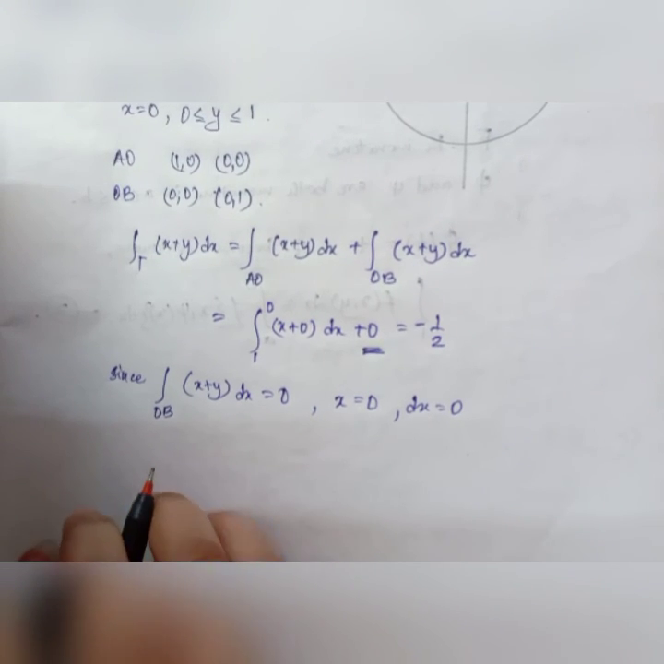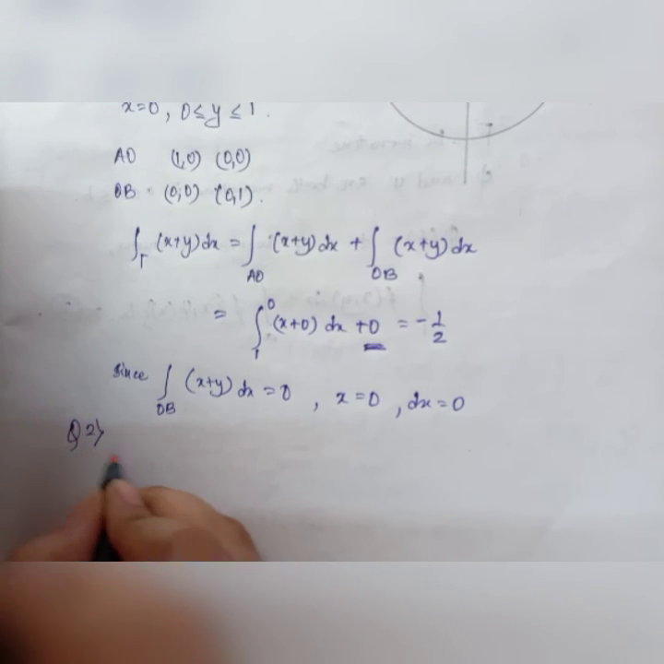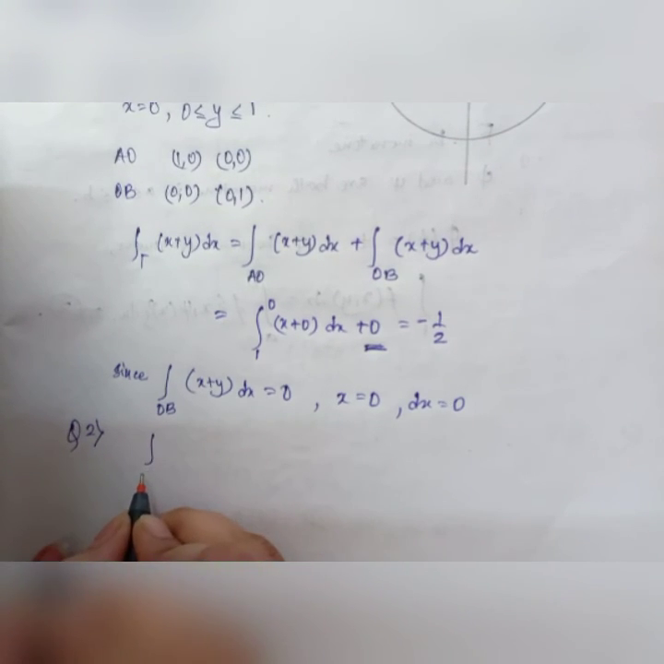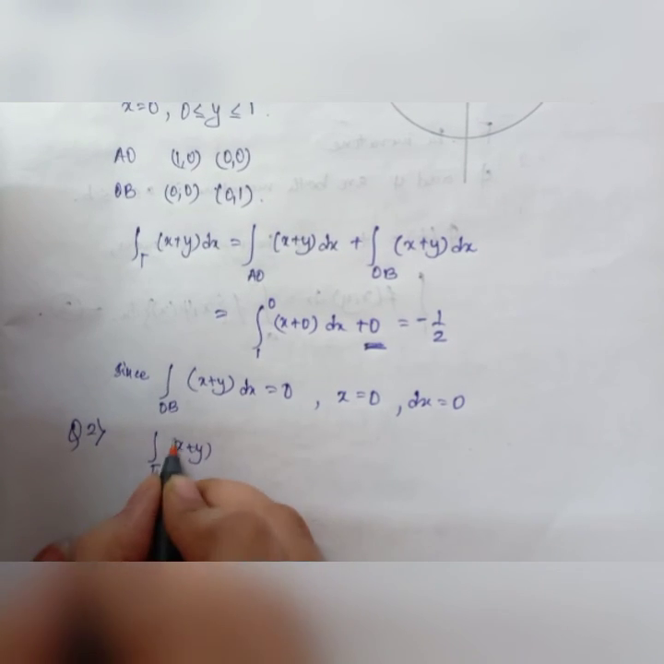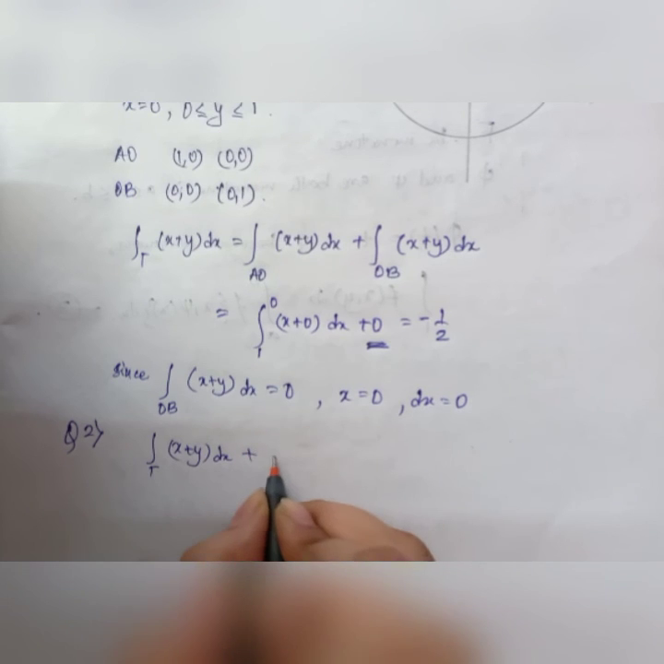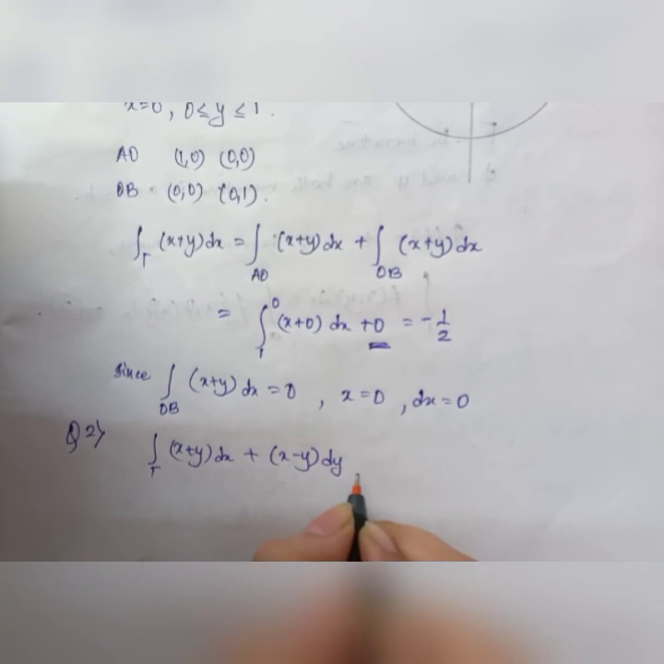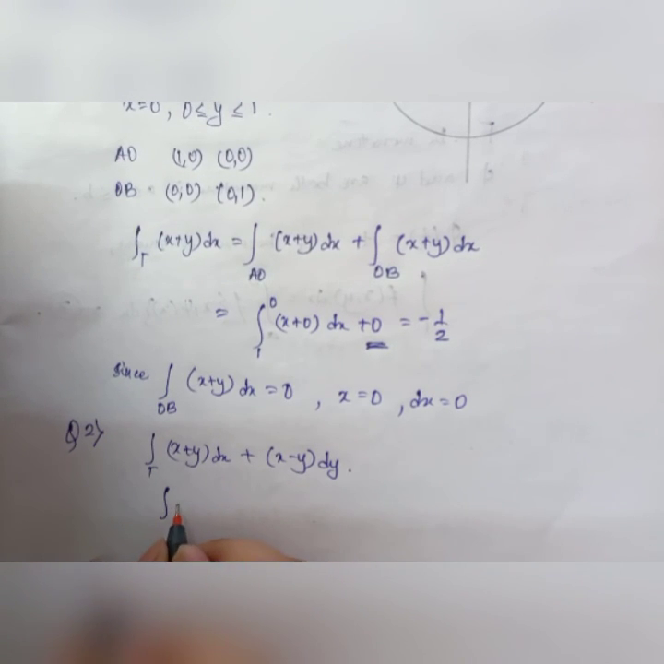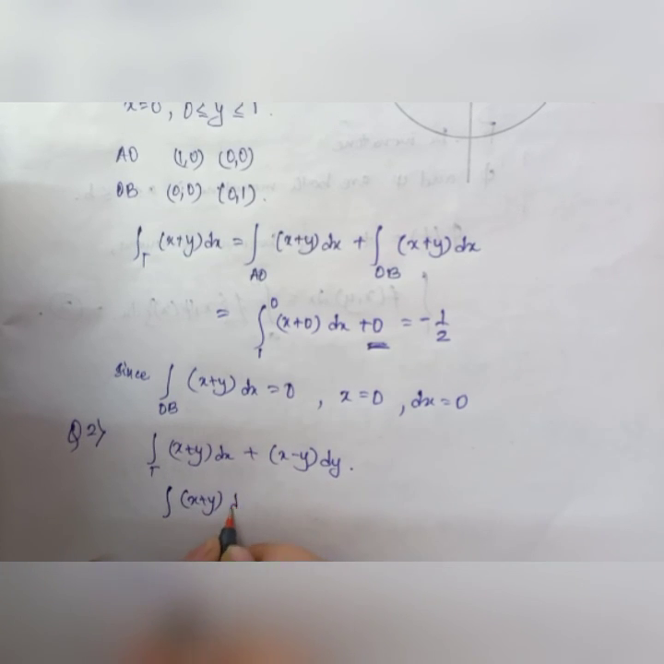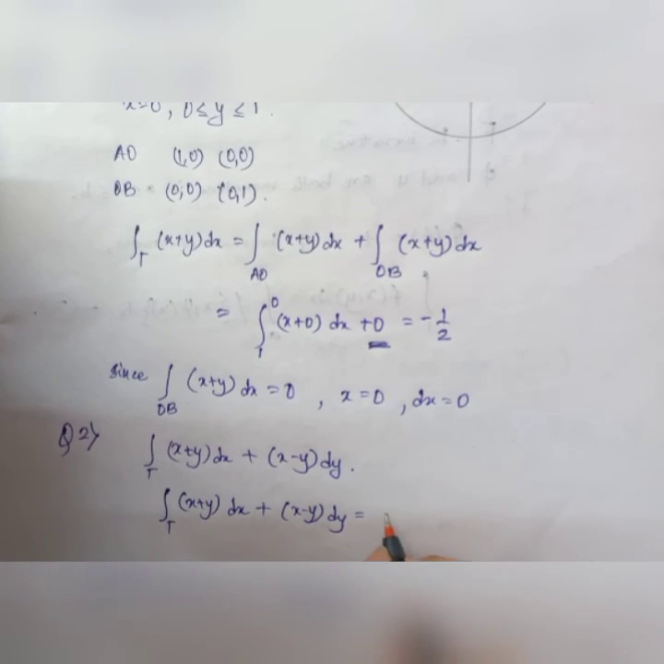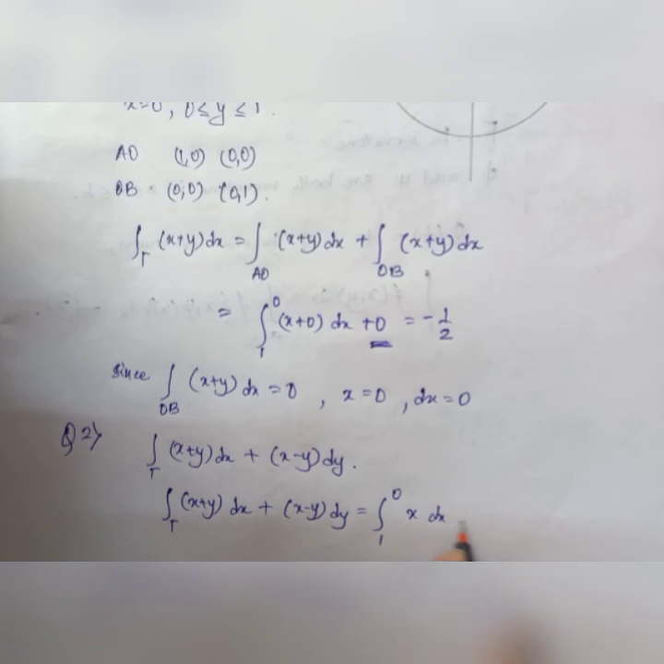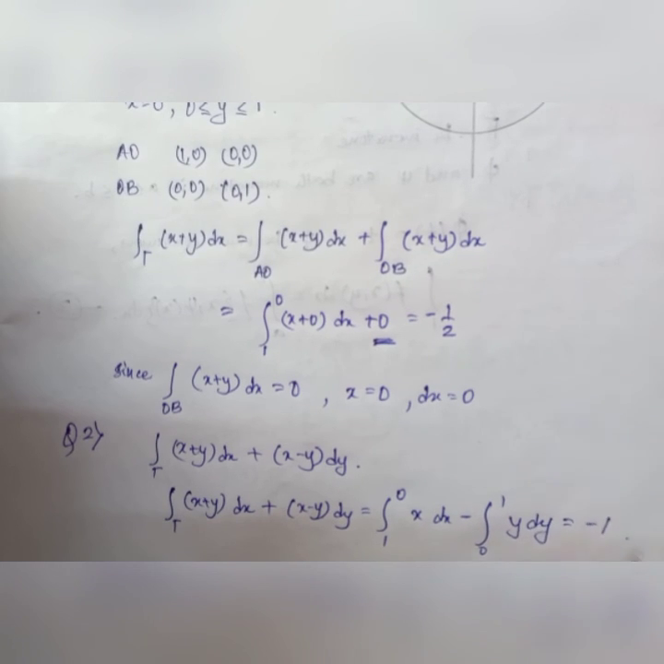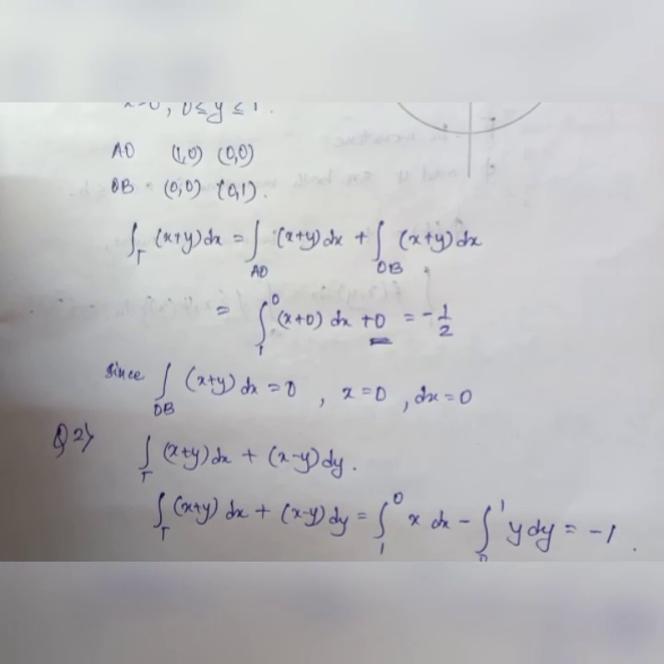For the same figure, question number 2, if we need to evaluate integration x plus y dx plus x minus y dy over gamma, we get that integration x plus y dx plus x minus y dy equals integration 1 to 0 x dx minus integration 0 to 1 y dy, which gives us minus 1. So in this way we study the line integrals.